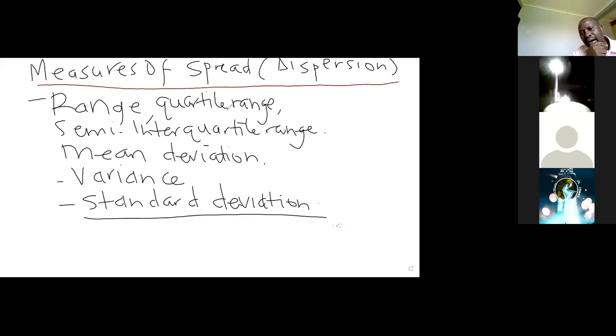Now let's come back to this range or measures of spread. Another useful concept in mathematics. Let's start with the range. Let's start with the range and see how far.